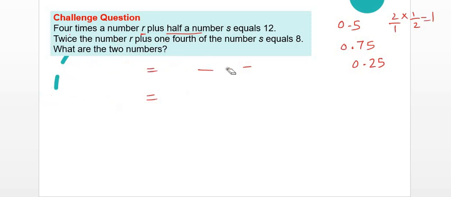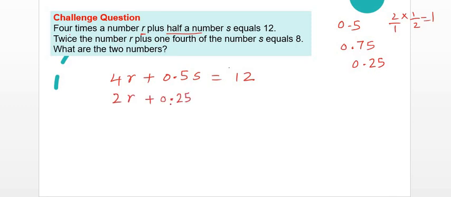You can write it like this. You can write, just one second, 4 times r plus, it's half, so you can write 0.5s equals 12. And the second one says 2 times r plus 1/4. 1/4 is actually a quarter, so it's 0.25s equals 8, right? This is step 1. Your equation is ready.